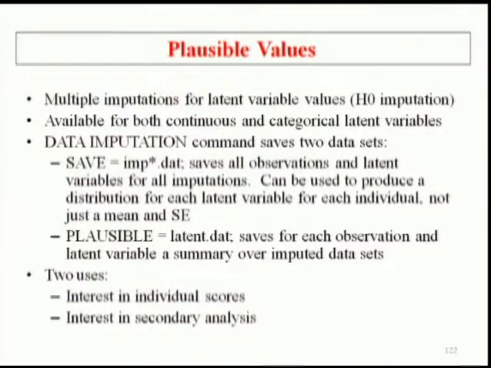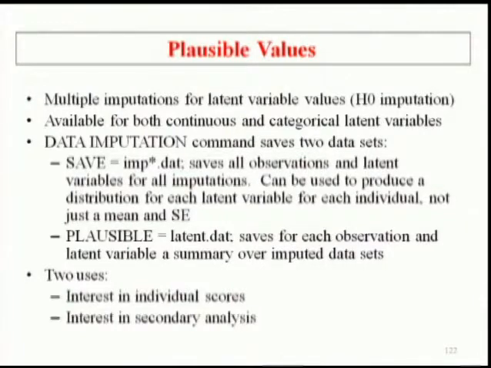You do this via the DATA IMPUTATION command, which saves 2 data sets. SAVE equals imp*.dat saves all observations and latent variables for all imputations. So you will have imp1, imp2, imp3, imp4, imp5, for instance, for 5 different data sets. So it saves all observations and latent variables for all imputations. It can be used to produce a distribution for each latent variable for each individual.